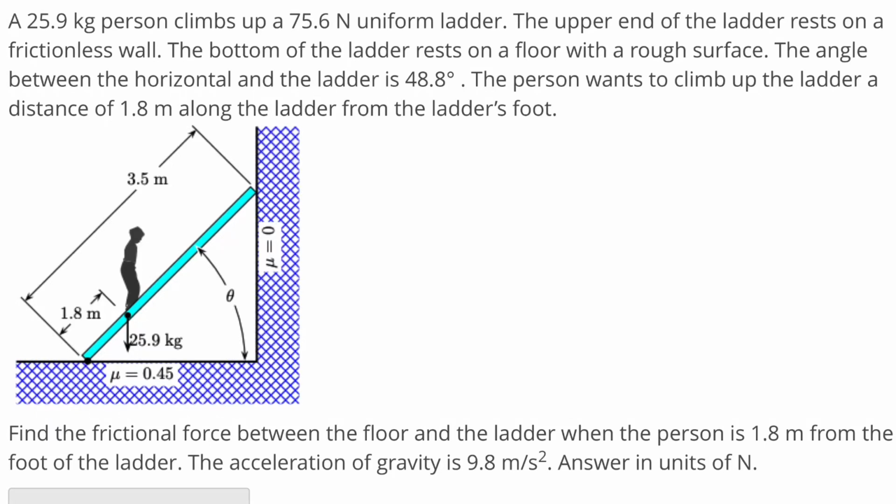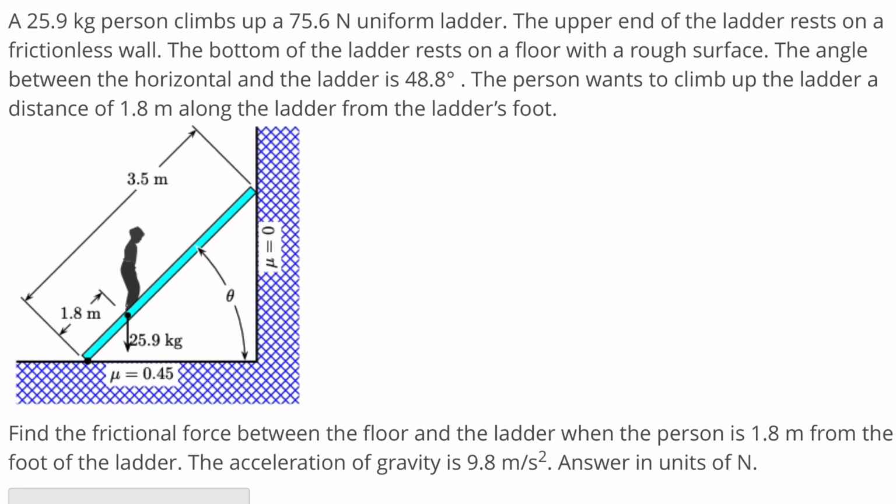Okay, so here's the infamous ladder problem. A 25.9 kilogram person climbs up a 75.6 Newton uniform ladder. The upper end of the ladder rests on a frictionless wall. The bottom of the ladder rests on the floor with a rough surface. The angle between the horizontal and the ladder is 48.8 degrees. The person wants to climb up the ladder a distance of 1.8 meters along the ladder from the ladder's foot.